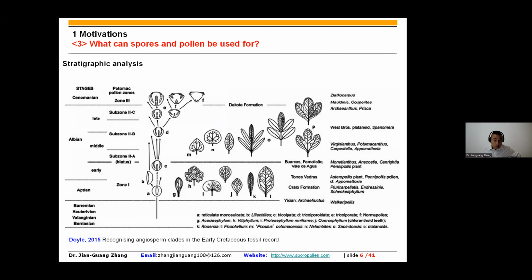So what can we use spores and pollen for? One of the important usages for spores and pollen is stratigraphic analysis. Different geological times have different plants which produce different spores and pollen. Besides, spore and pollen fossils are abundant and easy to be extracted from rocks, so that they are often used in the stratigraphic analysis.